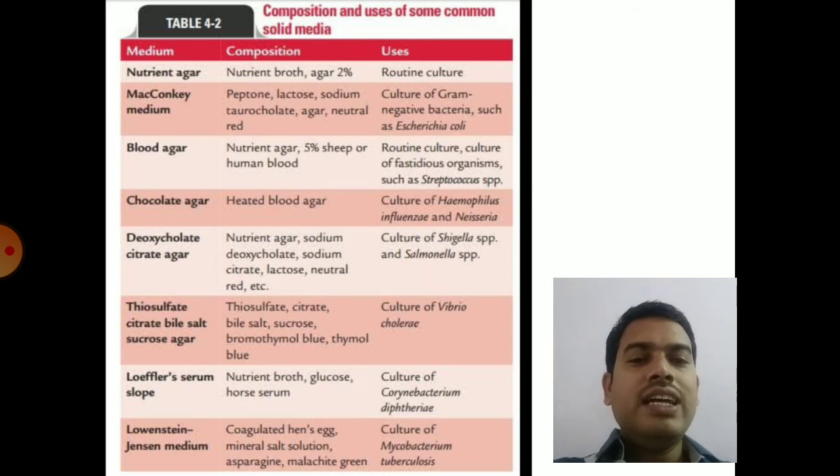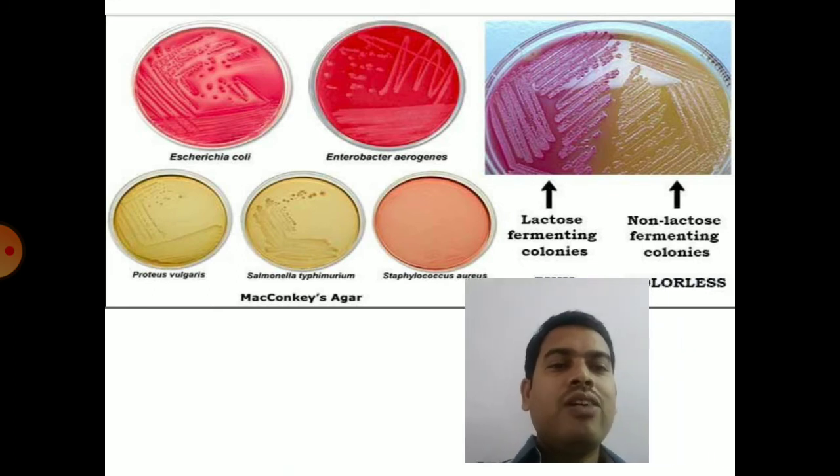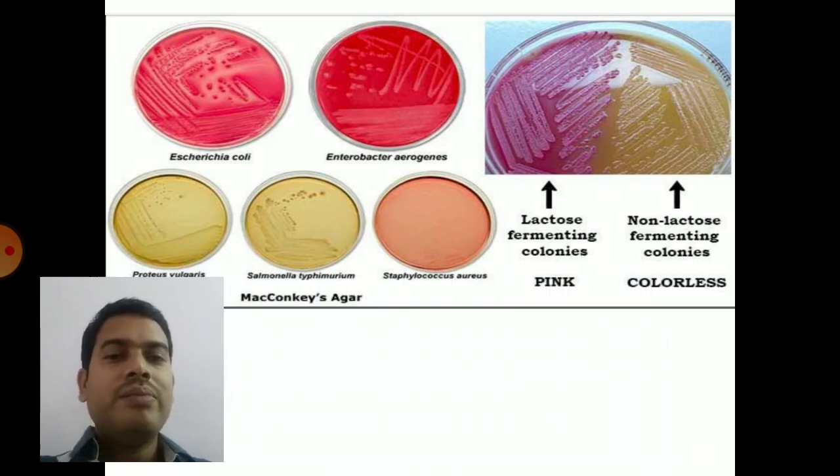So you can clearly see the composition of the medium and the speciality of each medium based on the ingredients, and for which they are used for the identification of special types of bacterial species like Streptococcus, Haemophilus, Vibrio, Corynebacterium, Mycobacterium tuberculosis, etc. So by using special types of media, you can grow special types of bacterial species. You can see the MacConkey agar medium here.